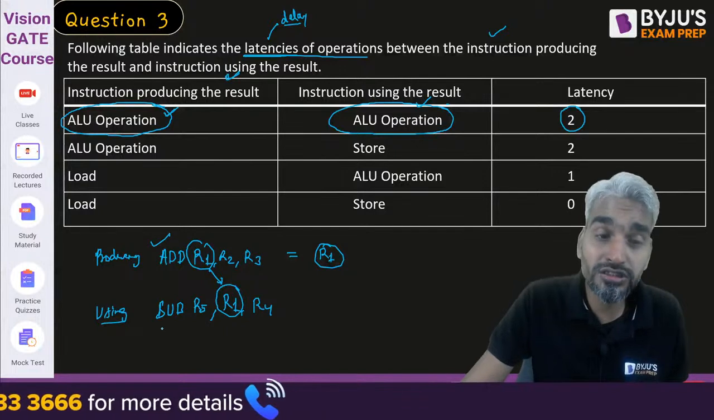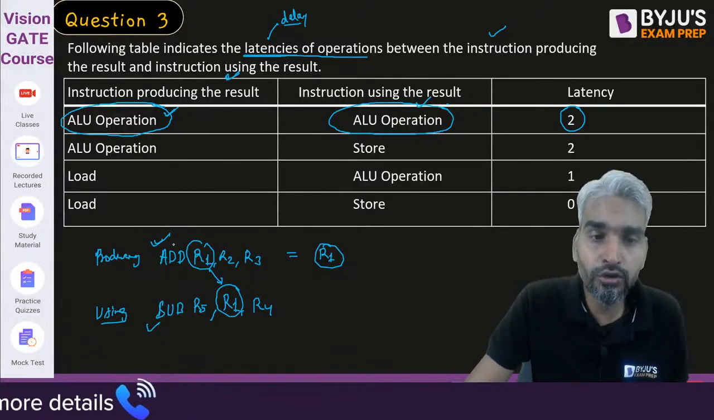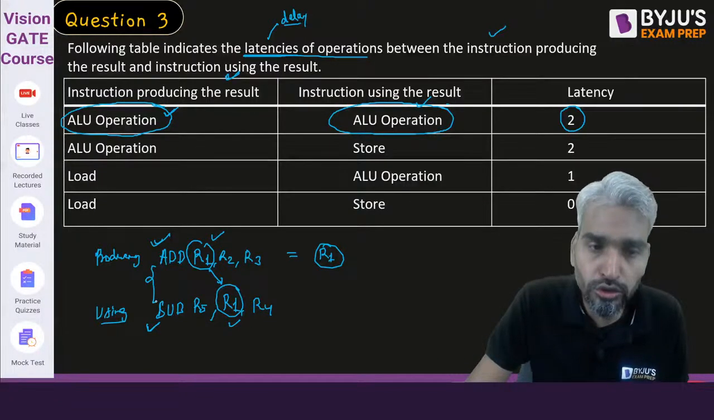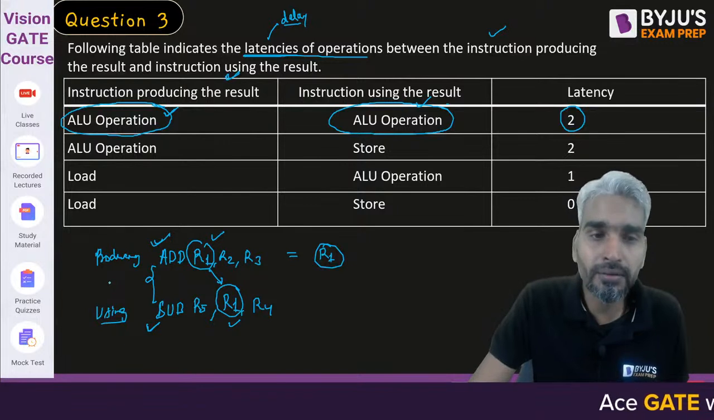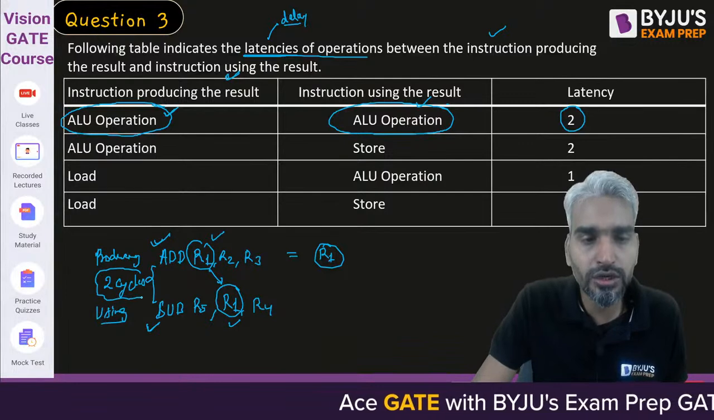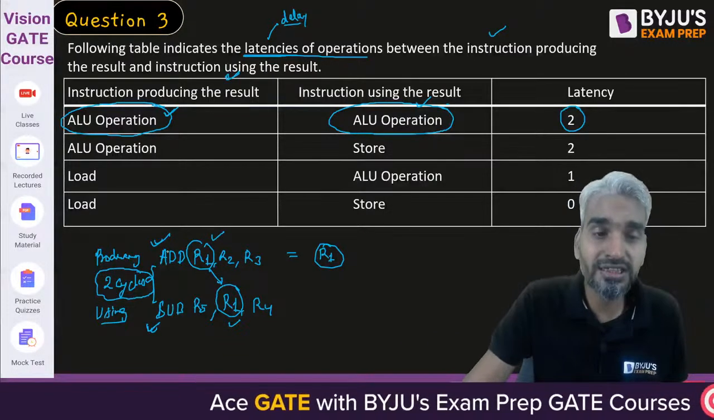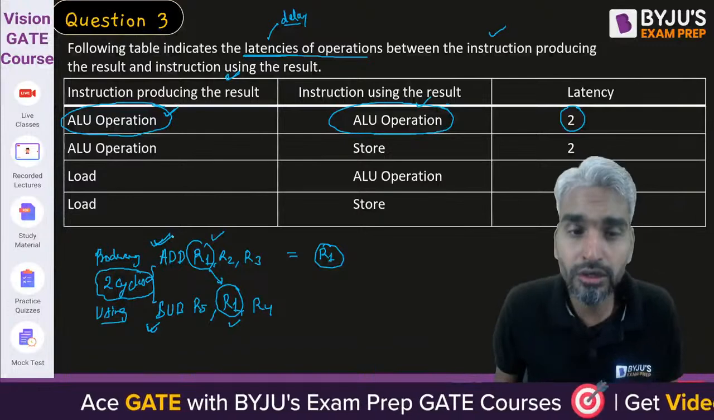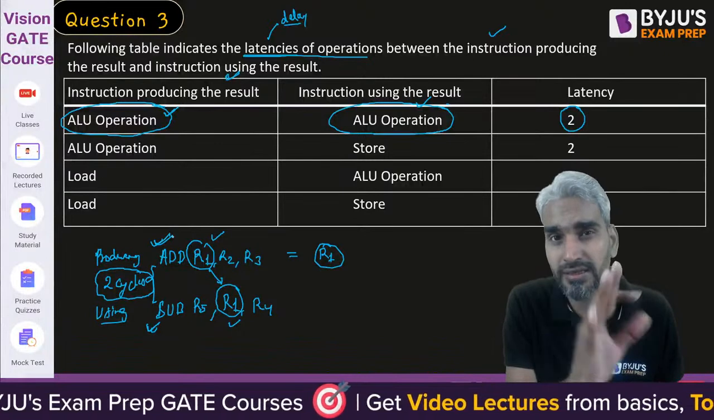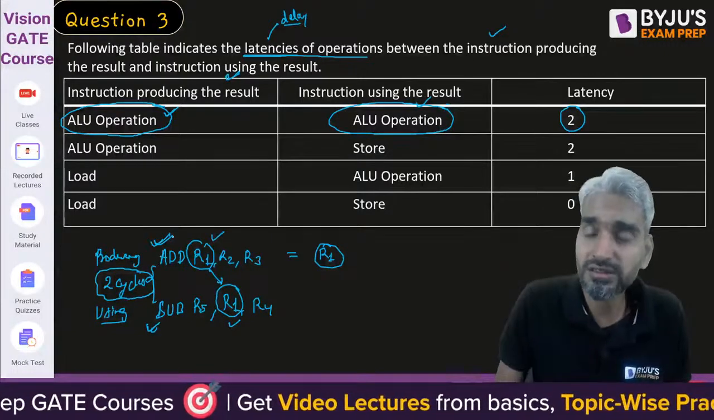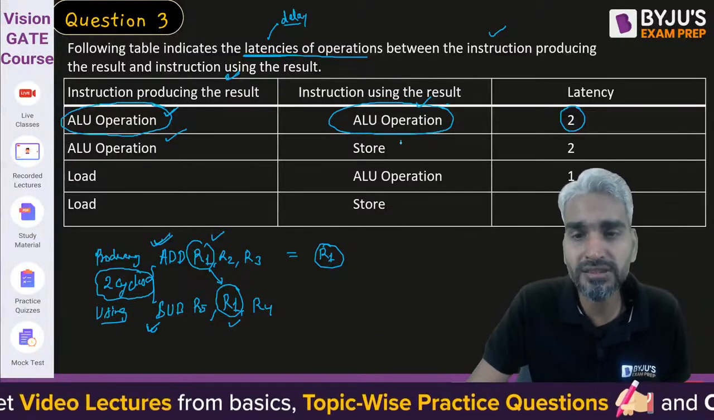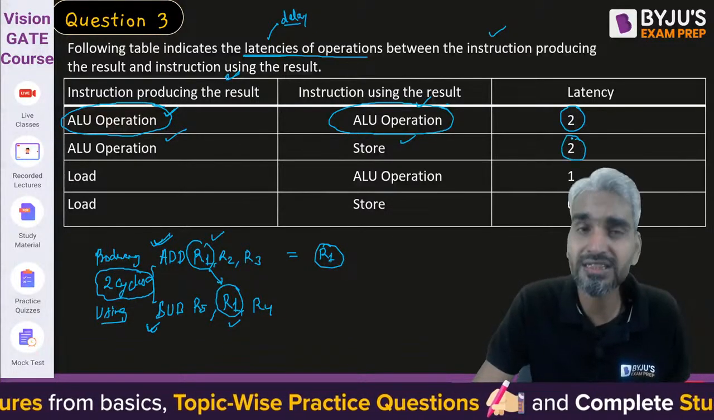This is an ALU instruction, and that is also an ALU instruction. One ALU instruction is producing the result, another ALU instruction is using the result. So in between those two instructions, there must be a minimum delay of 2 cycles. You cannot execute this subtraction immediately after this addition if it is using the result produced by the first instruction. Similarly, if an ALU operation is producing the result and a store operation is using that particular result, then also 2 cycles must be there.